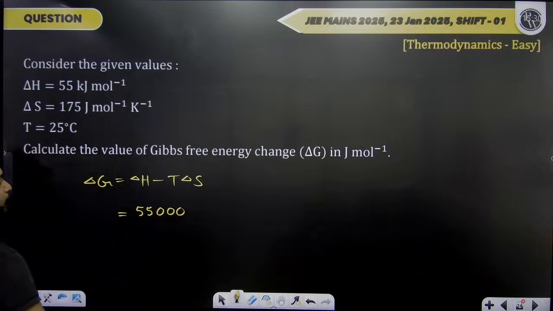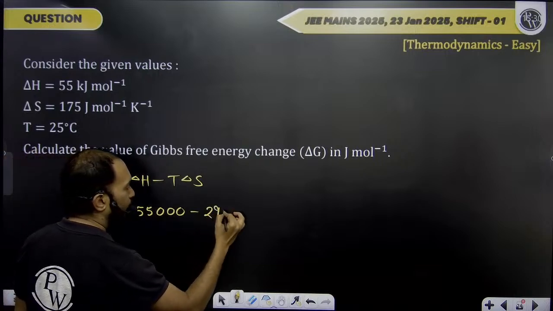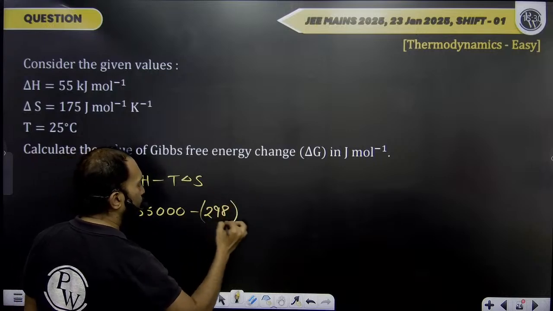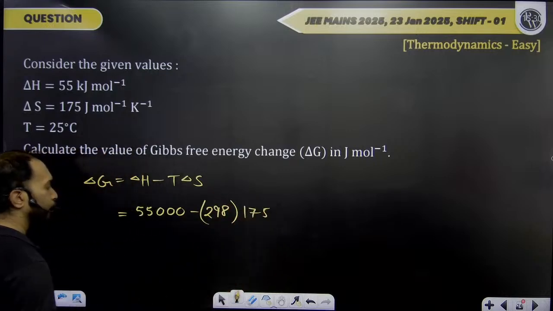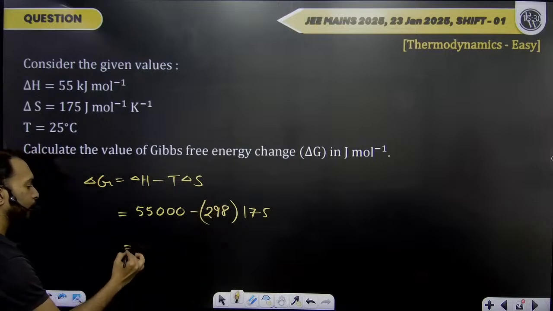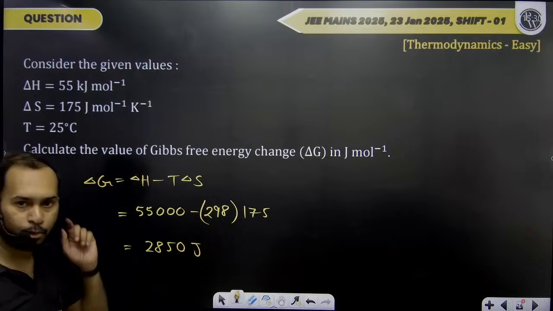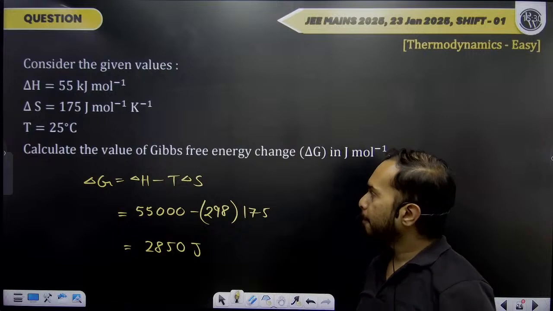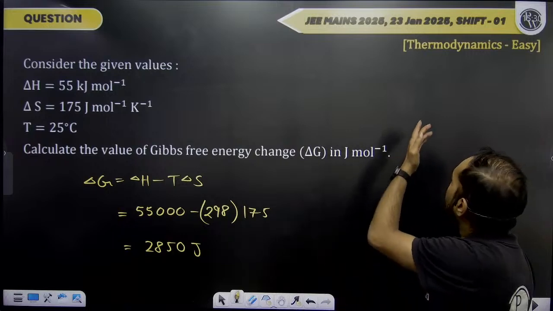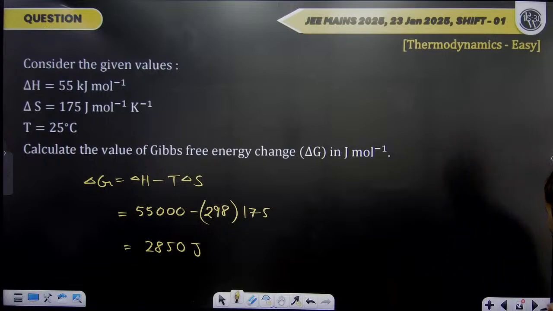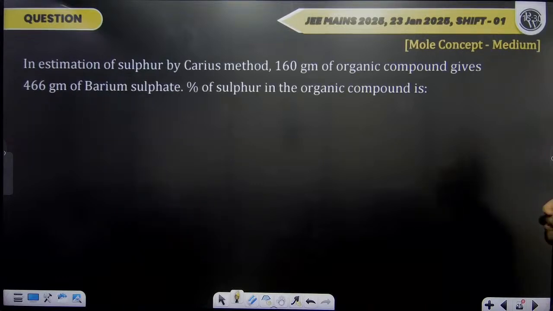Okay, next, temperature, always put the temperature value in Kelvin, never in degree Celsius, never in any formula, always temperature will be taken in Kelvin. Okay, 25 degrees Celsius means 298 Kelvin into delta S, the value of delta S is 175 joules. Okay, calculate, you will get this around 2850. The answer is 2850 joules, 2.85 kilojoules. Okay, so this is not even easy. I would say that this is even lower than easy, right? This is very easy. Okay, let's see next question.